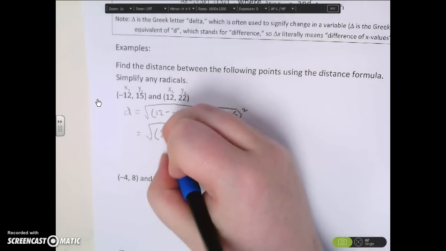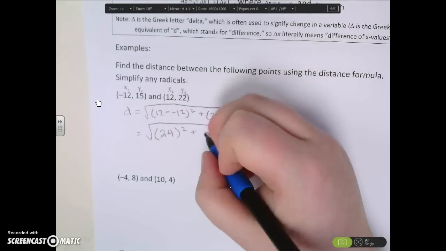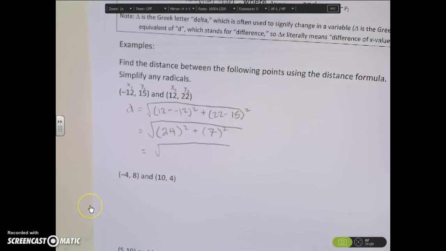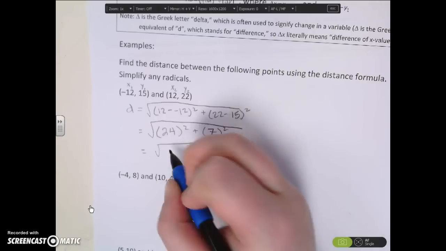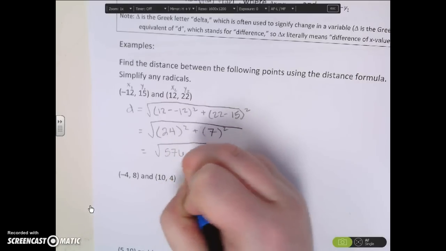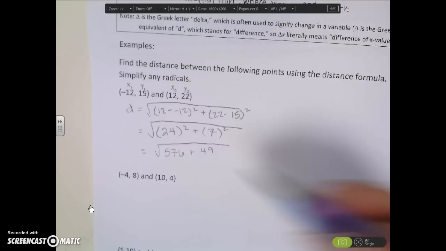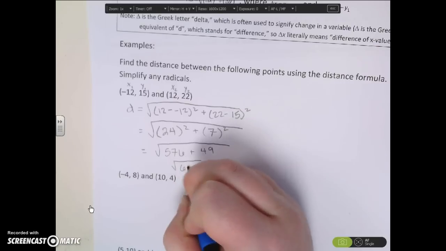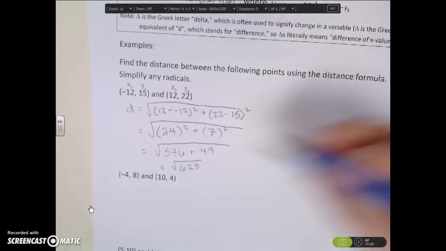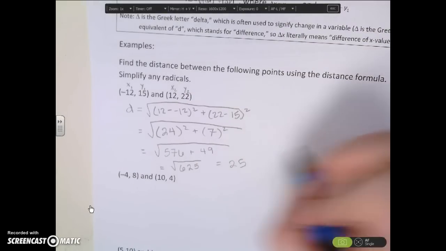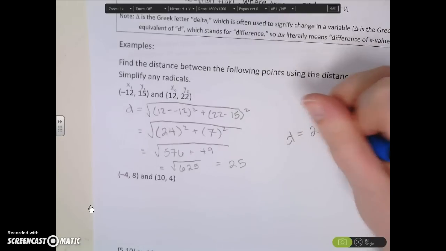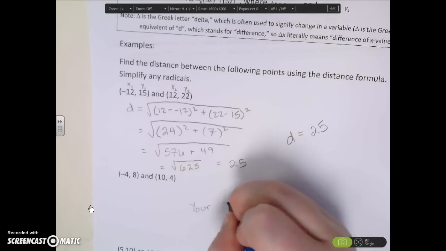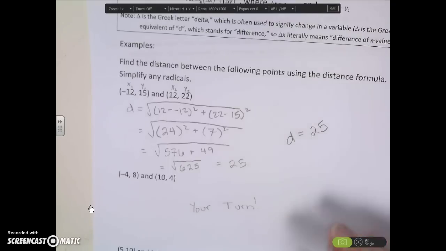12 minus negative 12 is 24 squared plus 22 minus 15 is 7 squared, which will get me 24 squared is 576 and 7 squared is 49. When I add these together, I'm going to get the square root of 625, which I know is 25. So my distance equals 25. Now I want you guys to go ahead and do the next two on your own.